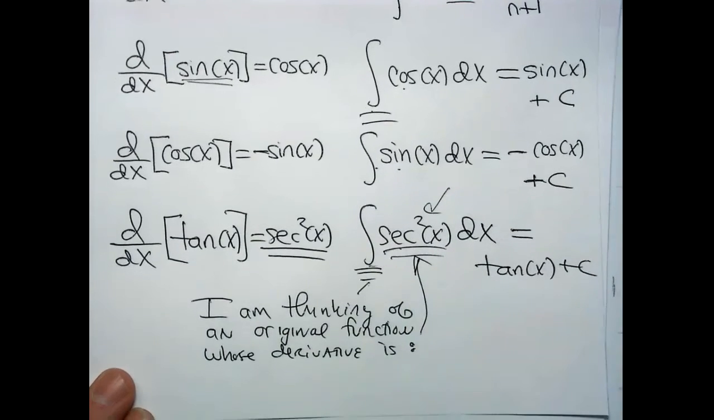So some people might look at this and say, why isn't it secant cubed over 3? You know, you add 1 to the exponent and you divide by the new exponent. That works for x's only right now. So be careful on that one. You've got to answer the question.